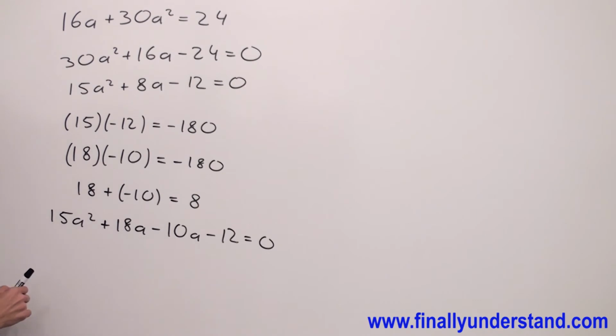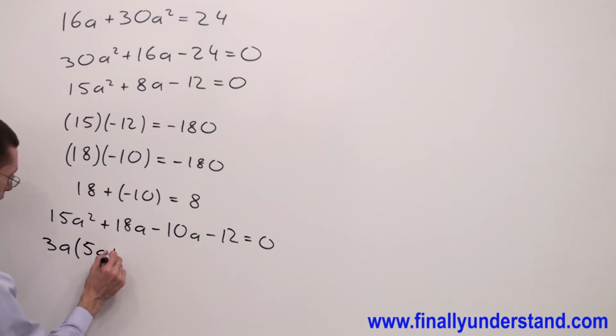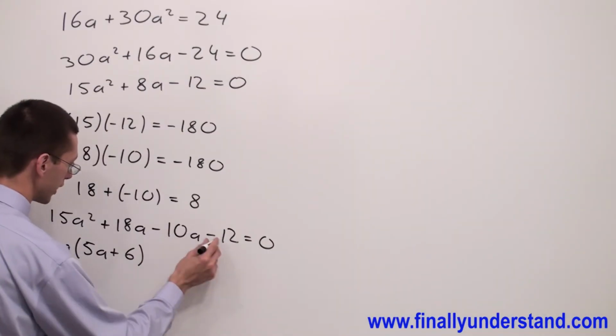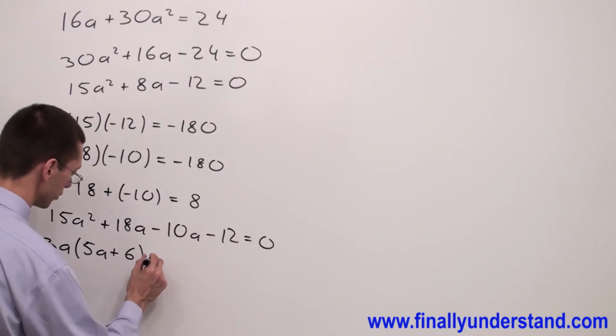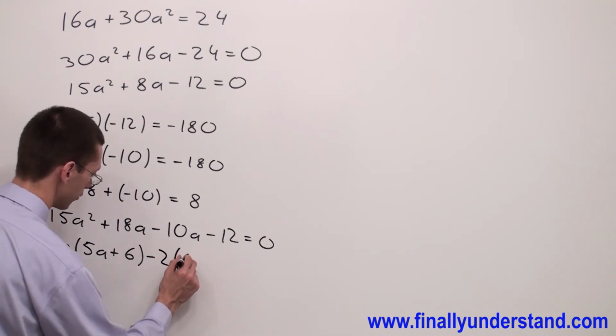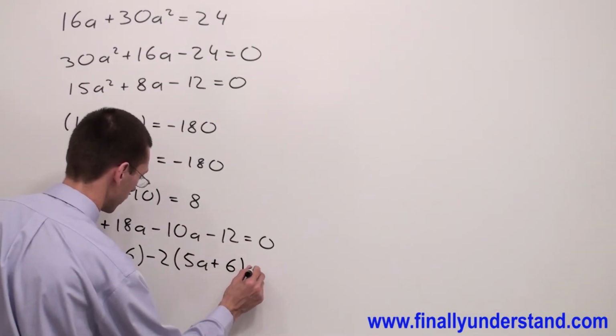Next, we're supposed to perform factorization. We can factorize from these two terms 3a, and we will have 5a plus 6. From these two terms, we can factorize negative 2. And I'm going to have negative 2. Inside of the parentheses, I have 5a plus 6 equals 0.